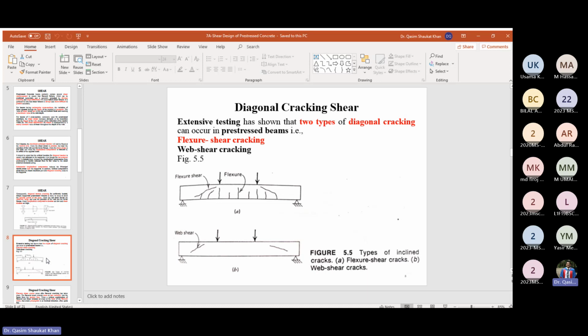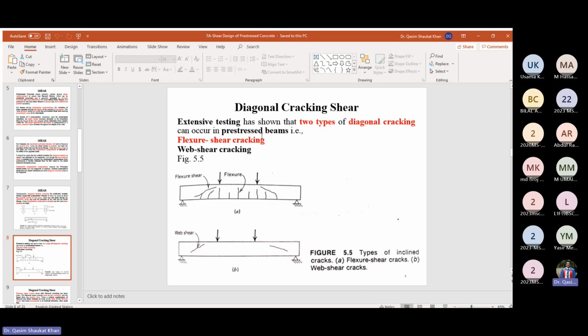So diagonal cracking shear. Extensive testing has shown that two types of diagonal cracking can occur in pre-stressed beams. So one is the flexure shear crack. The second is the web shear crack.